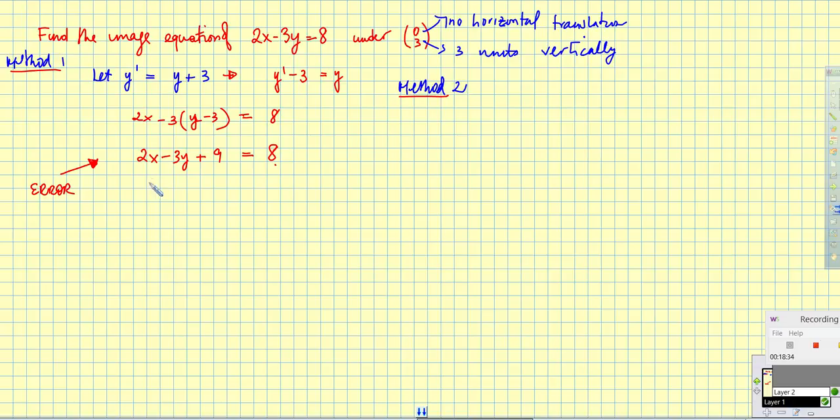So that now we have 2x minus 3y is equal to negative 1. So that should have been my solution here.